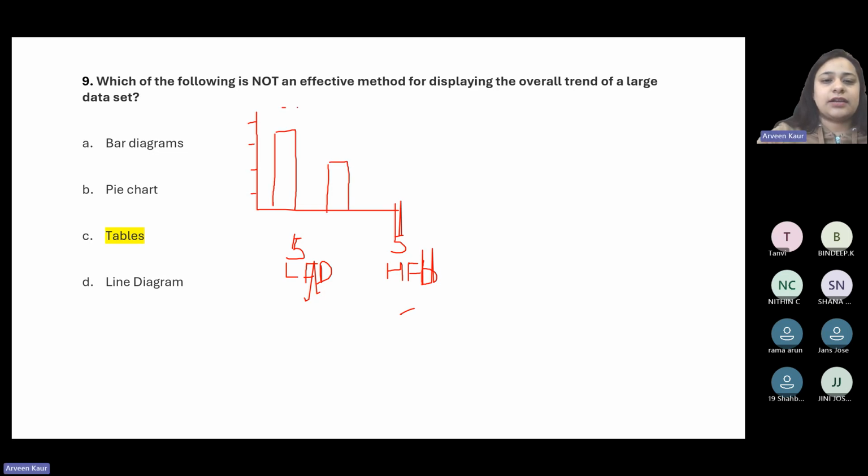And this is high fat, and this is, suppose, your standard deviation for this, and this is, suppose, your standard deviation for this, right? Over here, you will see that the low fat diet mice will faint after a lot of time, versus the high fat diet mice will faint in a very short time, right? That is one piece of information you are getting out of it.